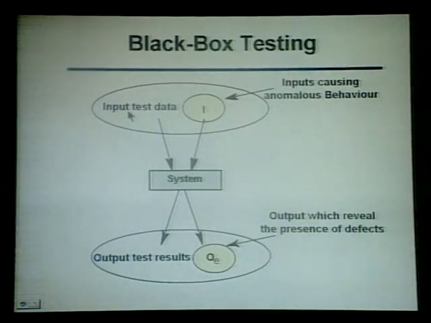We take some input test data, which can generally produce some errors in the software. Then we give that input to our system, and we get the output. Now, output can reveal the presence of defects. So, in black box testing, the important thing is that the user can only see how the system takes the input and what outputs are produced. But how the system basically produces that output is invisible to the user. So we are not interested in the logic of the program.